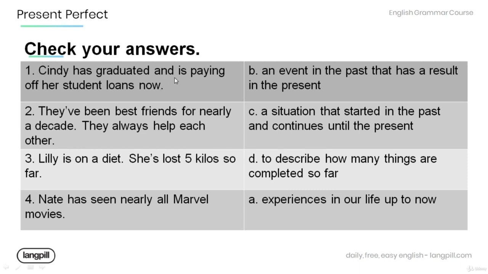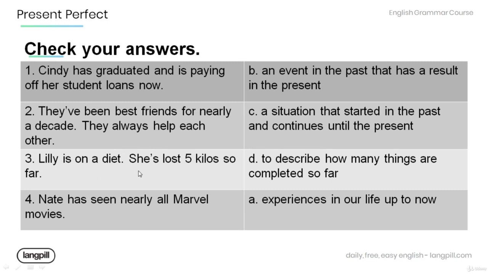Cindy has graduated and is paying off her student loans now. This is an event in the past that has a result in the present. They've been best friends for nearly a decade. They always help each other out. This is a situation that started in the past and continues until the present.